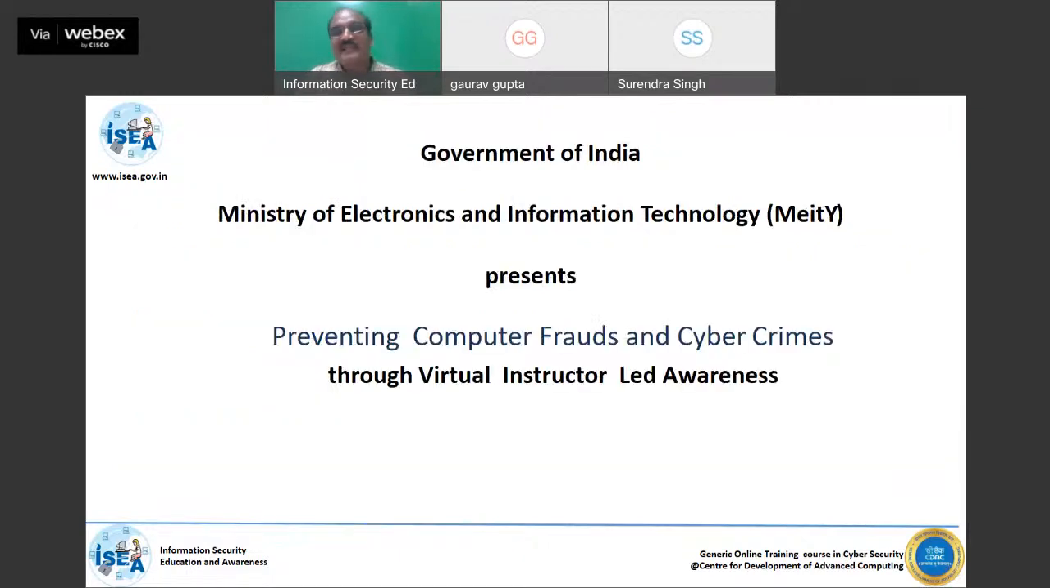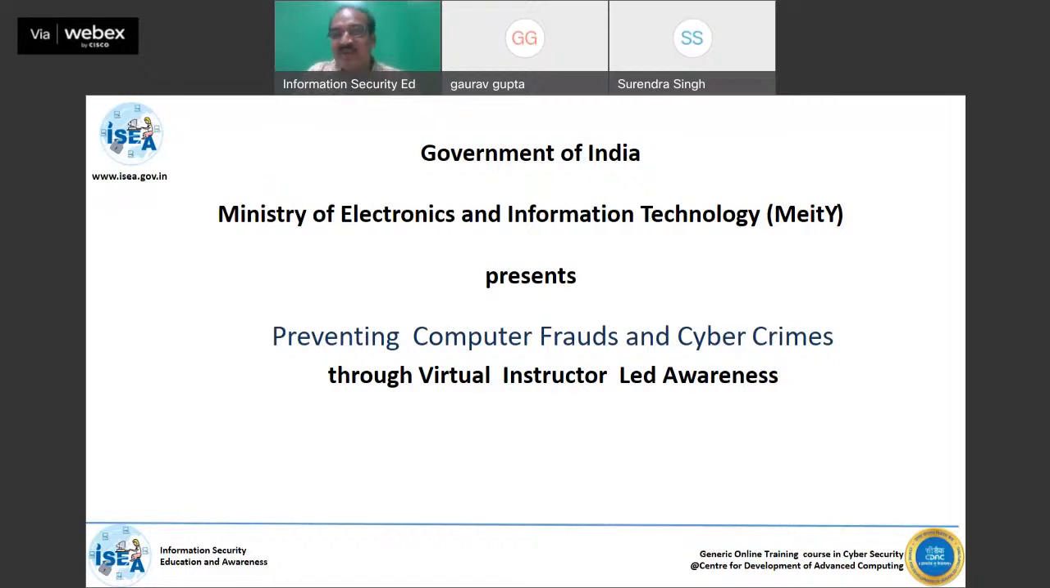To perform this activity, our Ministry of Electronics and Information Technology, HRD division, is organizing these awareness sessions for all the employees of MIT, as well as attached organizations. This month, the session which the HRD has chosen is on preventing cyber frauds and cyber crimes, awareness through virtual instructor led awareness.